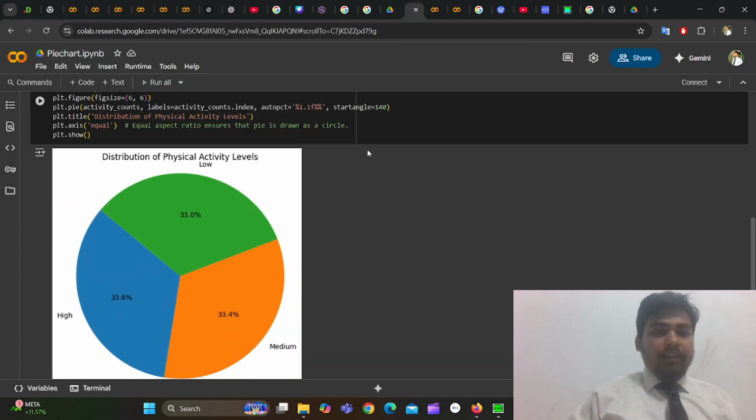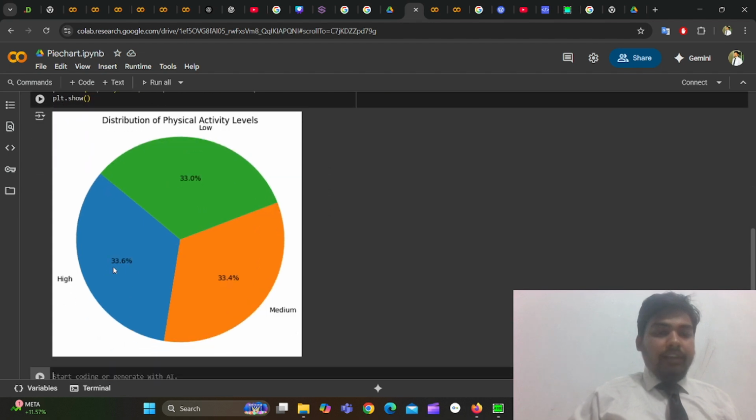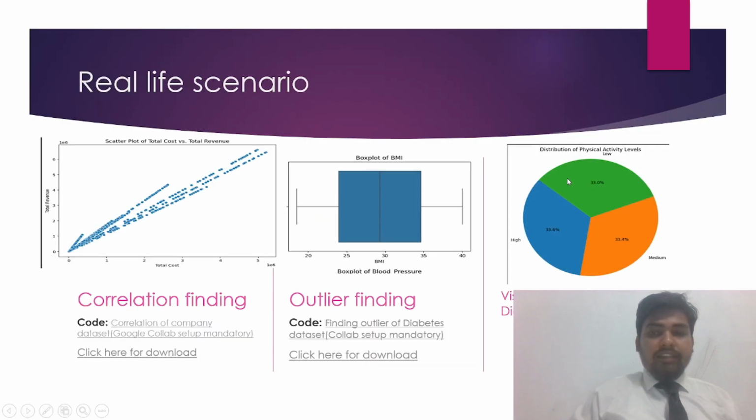Next is the distribution of physical activity level. It represents high, medium, and low, and by using this code I can find the high level activity, low level activity, and medium level activity. So that is the data visualization concept that I discussed. There are a lot of sectors that use statistics.